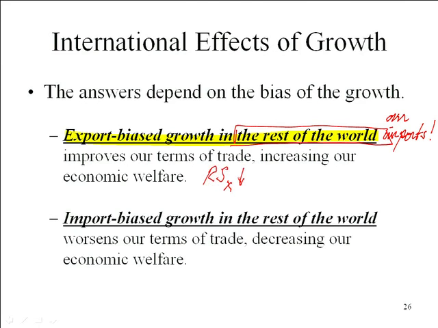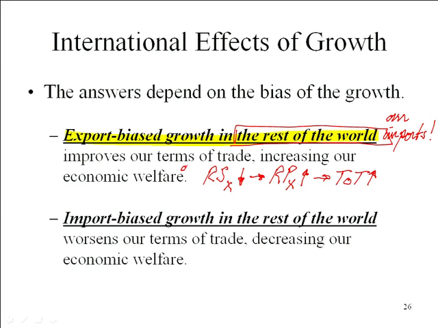So let me just see if I can say this very clearly. If the rest of the world is increasing their exports, those are our imports. So from our perspective, there's an increase in the world relative supply of imports, which means that there is a decrease in the world relative supply of our exports. If our relative supply of exports is going down, then the relative price of our exports should rise. That will tell us that our terms of trade will increase, which means that we've had an improvement in our aggregate economic welfare.